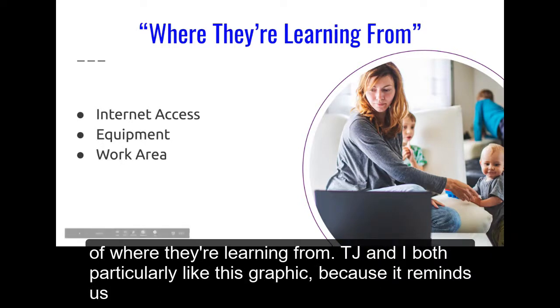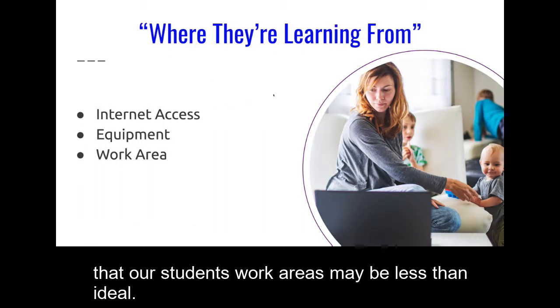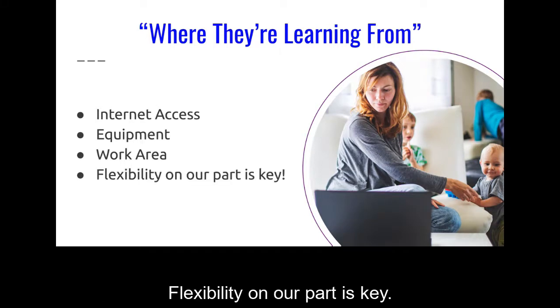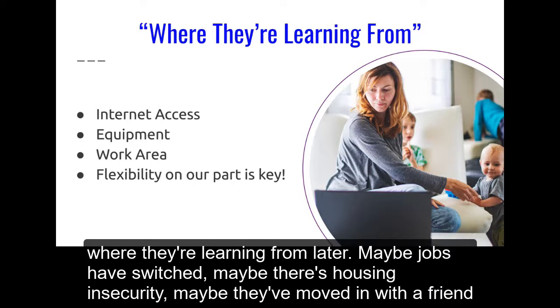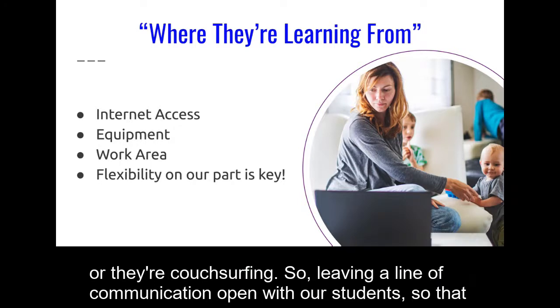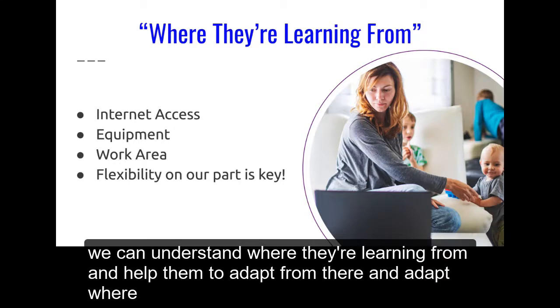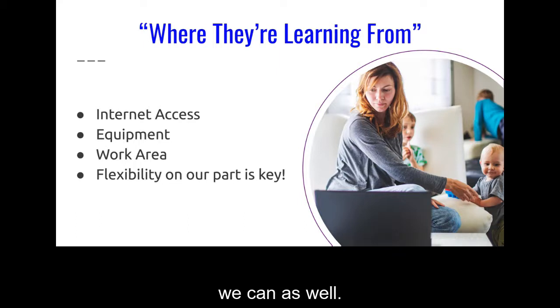TJ and I both particularly like this graphic because it reminds us that our students' work areas may be less than ideal. Flexibility on our part is key, because we may find that where our students are learning from at the beginning of the semester is not where they're learning from later. Maybe jobs have switched. Maybe there's housing insecurity. Maybe they've moved in with a friend or they're couch surfing. So leaving a line of communication open with our students so that we can understand where they're learning from and help them to adapt from there, and adapt where we can as well.